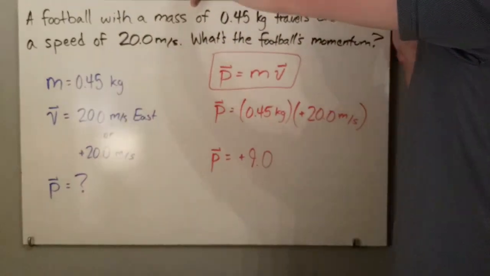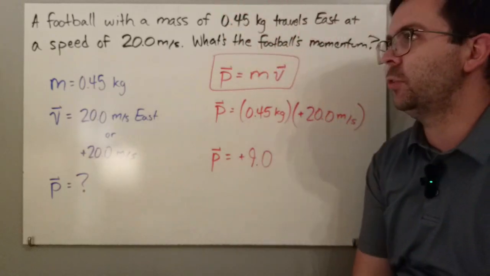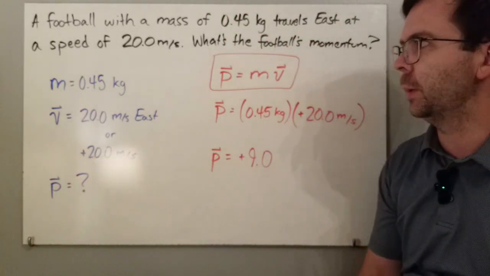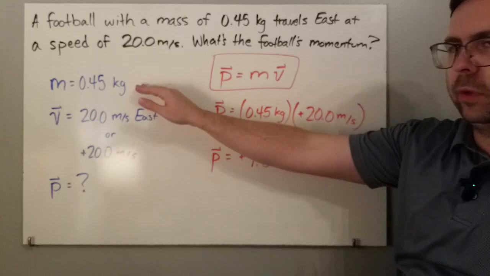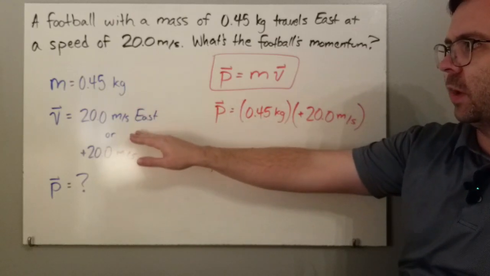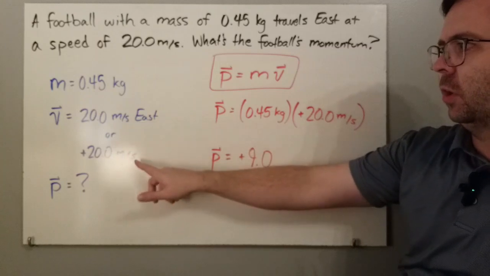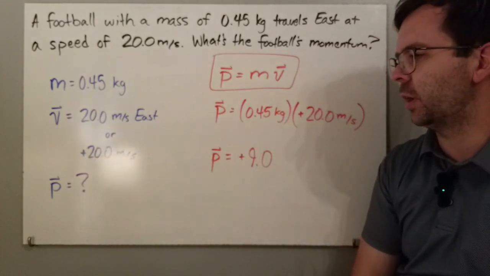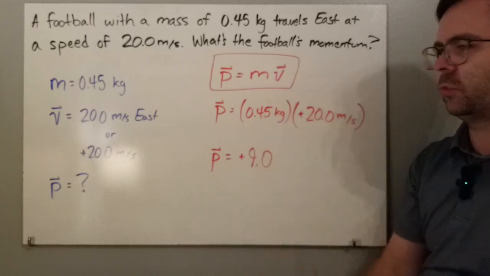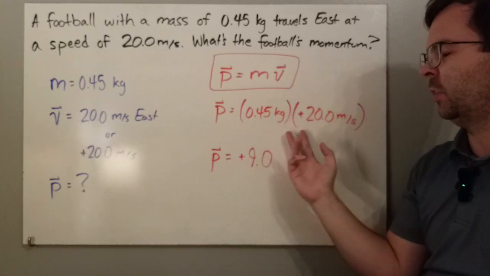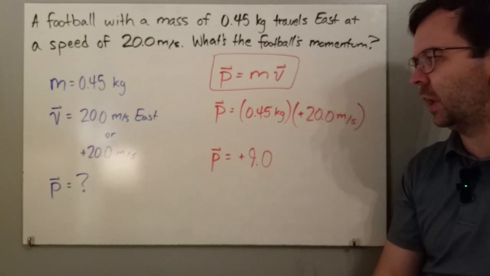So let's look at some examples of this. Let's say you have a football with a mass of 0.45 kilograms traveling east at a speed of 20.0 meters per second. What's the football's momentum? So mass is 0.45 kilograms. Velocity is 20 meters per second east, or in other words, positive 20 meters per second. Using this equation, momentum is simply the mass times the velocity. So we'll multiply these two numbers together and we get a positive 9.